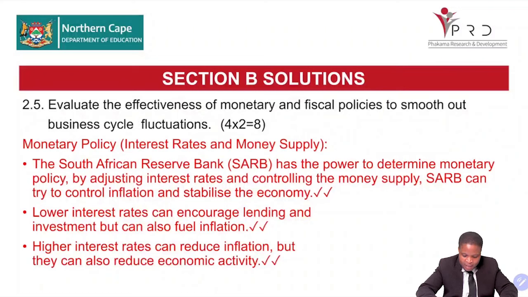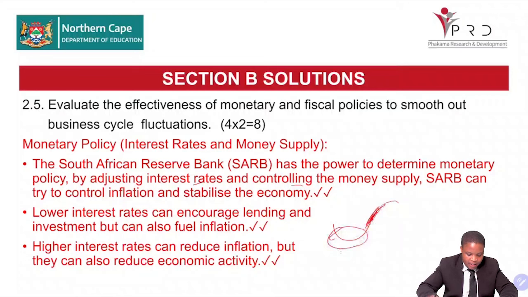The South African Reserve Bank has the power to determine monetary policy by adjusting interest rate and controlling the money supply. The South African Reserve Bank can try to control inflation and stabilize the economy using what? Interest rate and money supply. Lower interest rate can encourage lending and investment, but can also fuel inflation. So here you're saying that by lowering the interest rate, that can encourage what? Lending and investment. Meaning, if we are at trough, if they are lowering interest rate, then it can increase what? Investment, meaning there will be more production, then we can start recovering. However, that can do what? Fuel inflation as well. It can influence inflation as well, right?